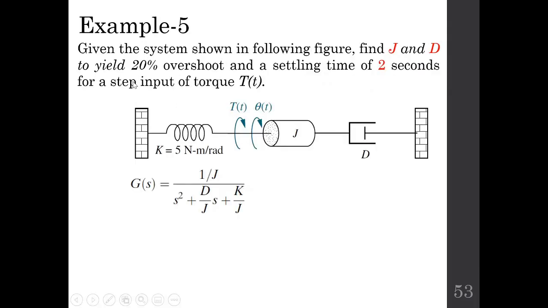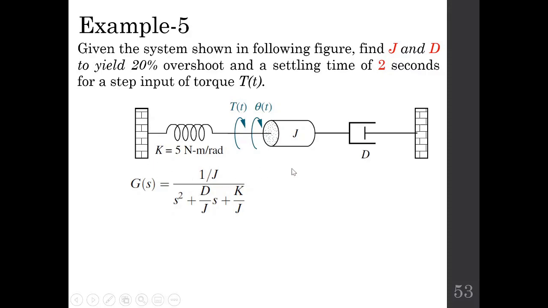Another question is given here. In this question, you need to find out the values of J and D, which give 20% overshoot for this system having a settling time of 2 seconds in case of the step response.